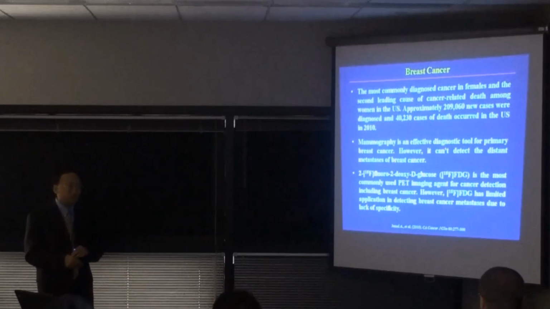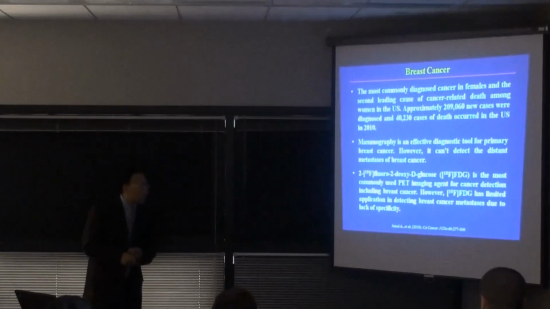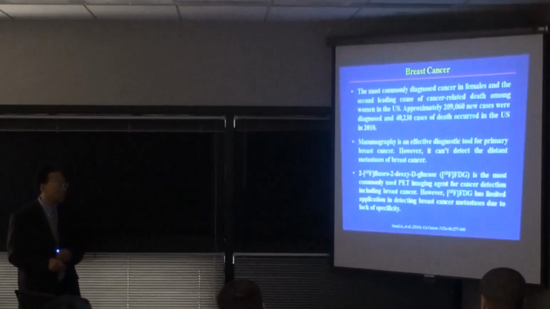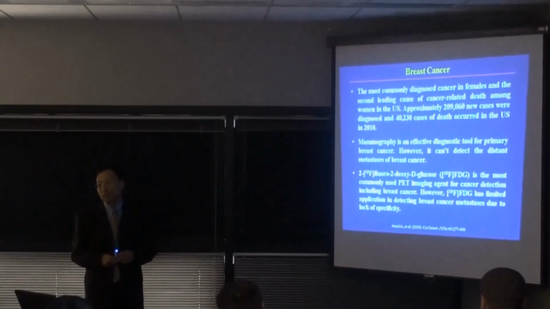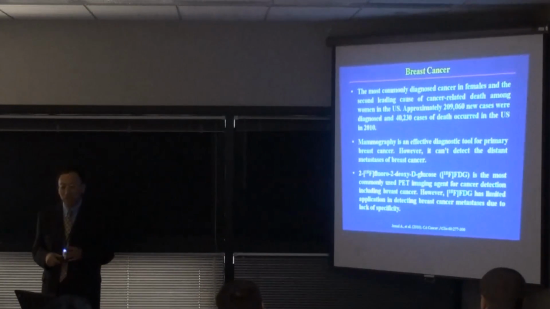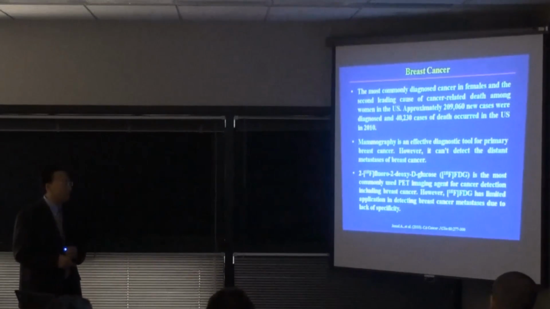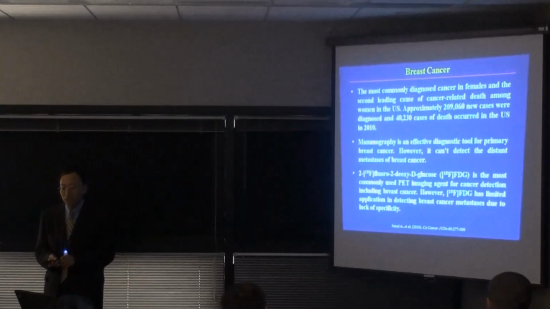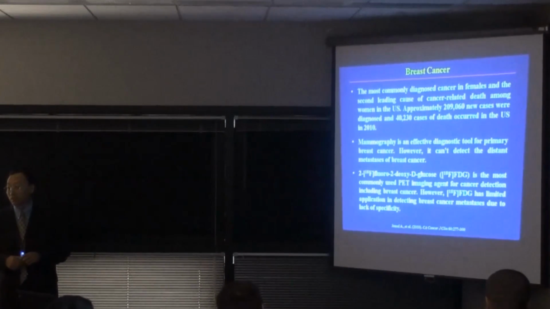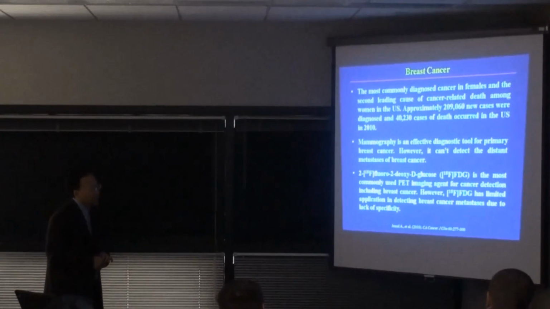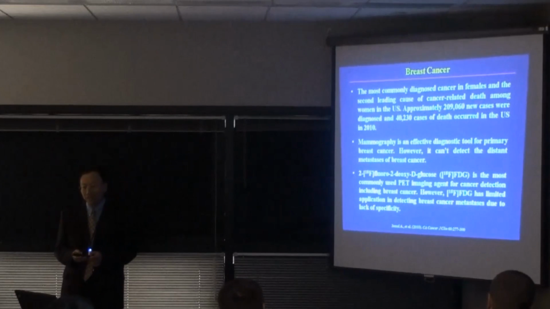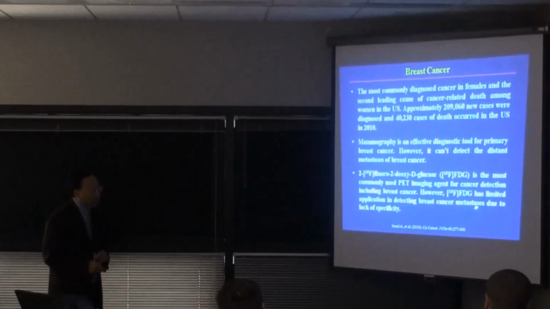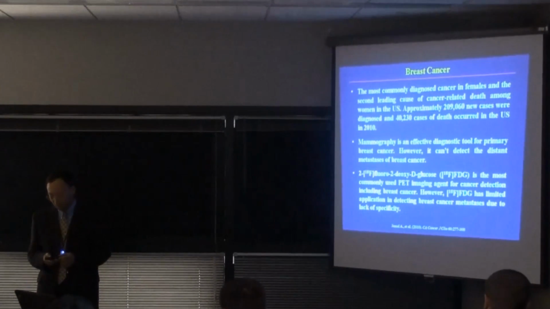Normally we use mammography to detect breast cancer. Mammography is a very effective detection tool for primary breast cancer. However, it cannot detect the metastasis of breast cancer. And F18-FDG, as I briefly mentioned, is also the most commonly used PET imaging agent for cancer detection, including breast cancer. But like I mentioned, F18-FDG is not a cancer-specific agent, so it has limited application in detecting breast cancer metastasis because of the lack of specificity.